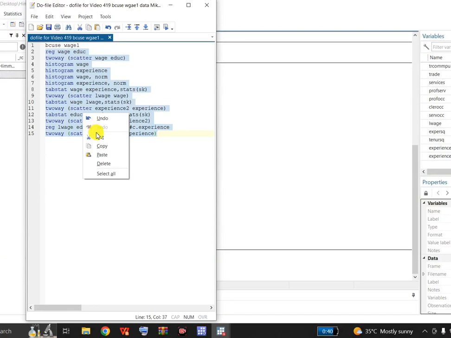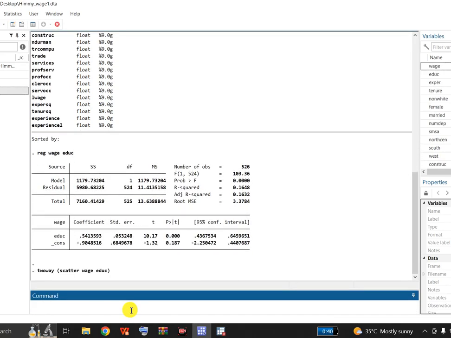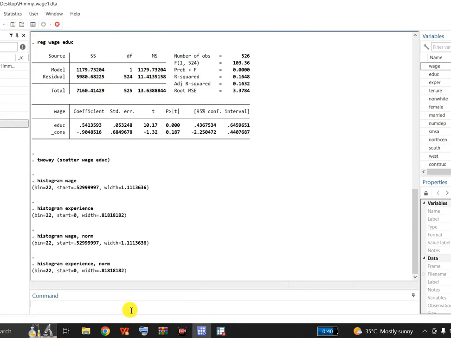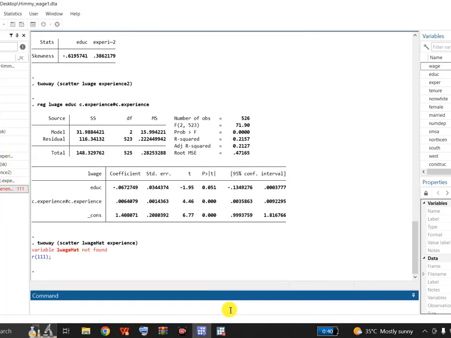I'll use that. After all this opens, I'll explain this. So let me start with the regression of wage on experience.